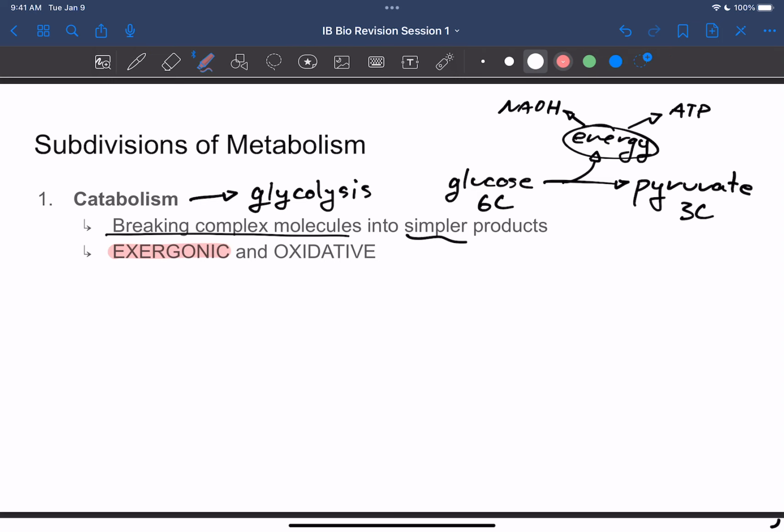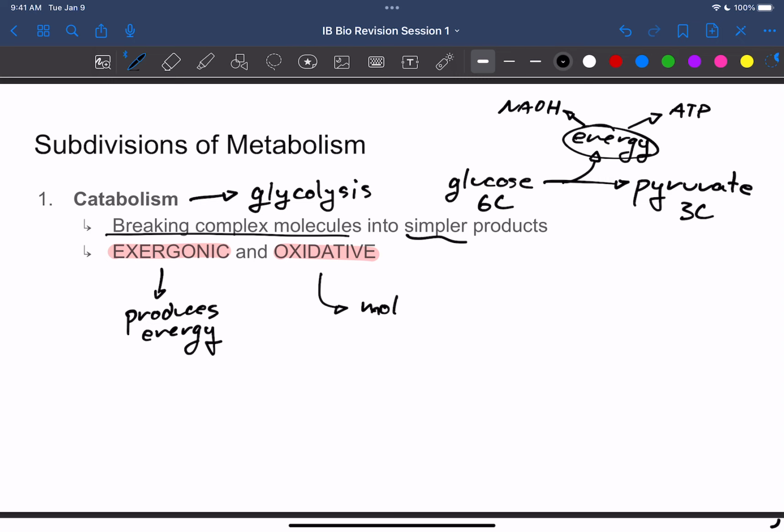Now, you're probably wondering what these words are, and exergonic means it produces energy, and oxidative means you lose electrons. So the molecule you're breaking down loses electrons. And the abbreviation for electrons I'm going to use is this E with a minus on top. But this is really important because these electrons can be used to make NADH, and that can power ATP synthase through the electron transport chain to give you energy.